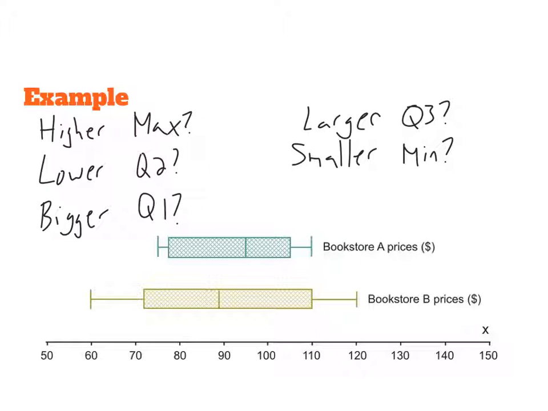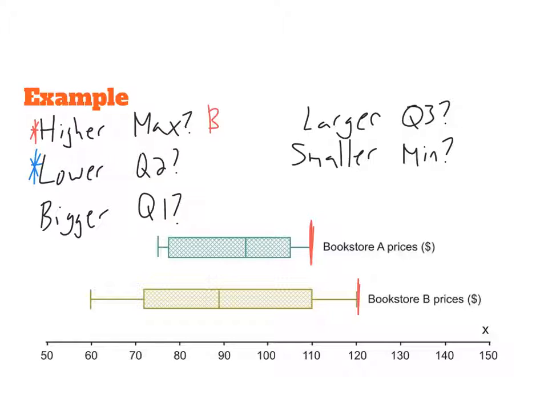Now we're going to be comparing bookstore prices. We've got bookstore A versus bookstore B. Our first question is we're looking for the higher max. Okay, so higher means we're looking farther to the right. So here's the max for A, here's the max for B. B is farther to the right, so it's going to have the higher max.